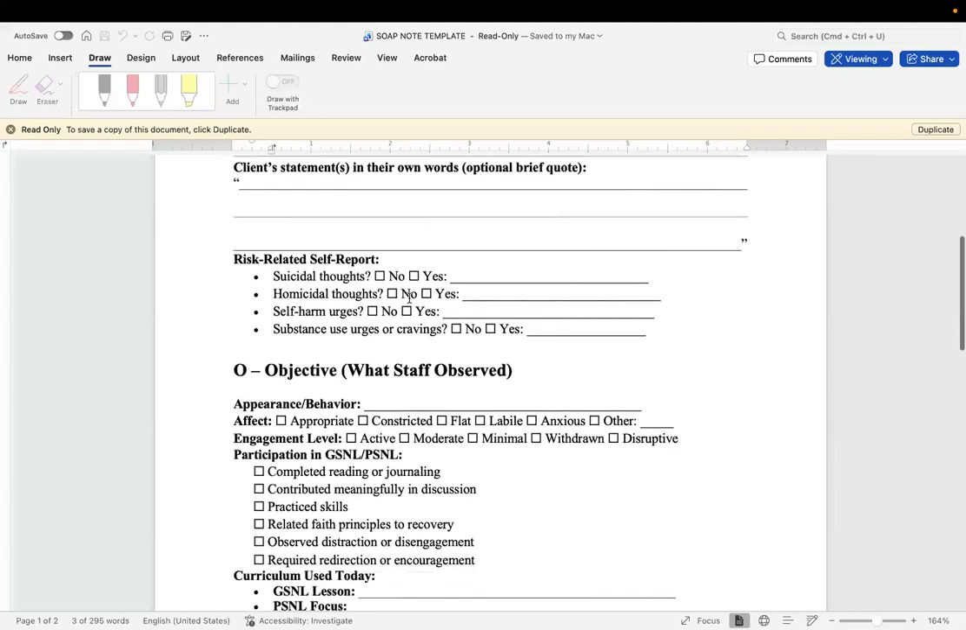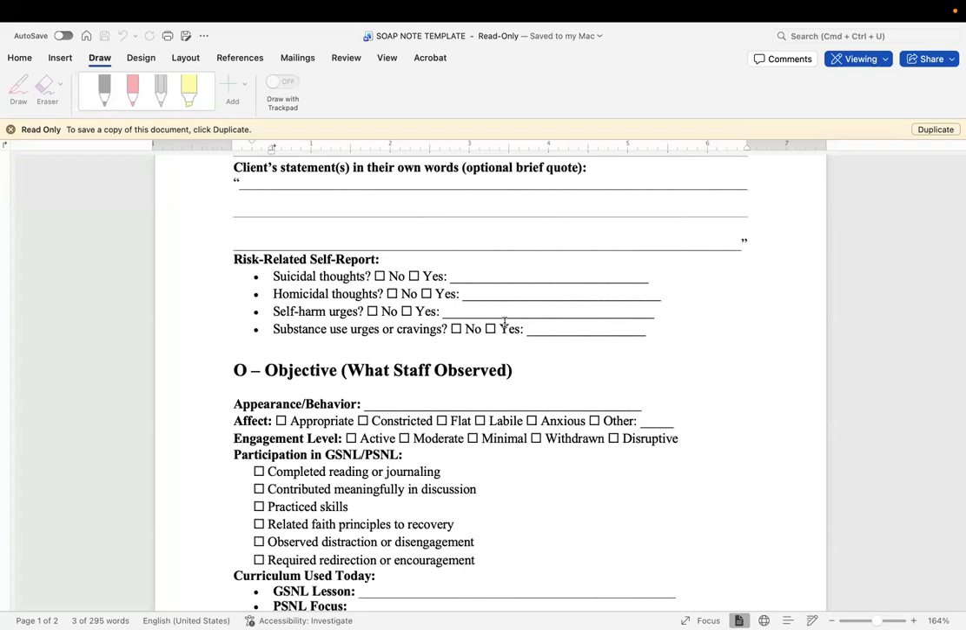The self-report, so suicidal thoughts, no. Homicidal thoughts, no. Self-harm urges, no. Substance use urges or cravings. This is, again, remember I was playing with that pen, and I was putting it in my mouth as though it were a cigarette. You can state that there, or you can say no, but did articulate wanting, did have some physical representation of wanting to smoke a cigarette.